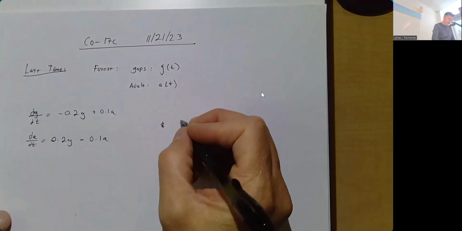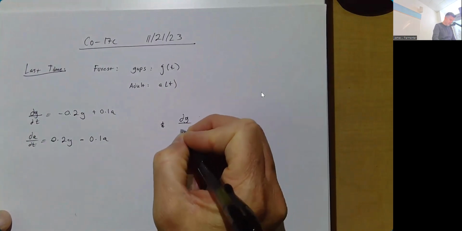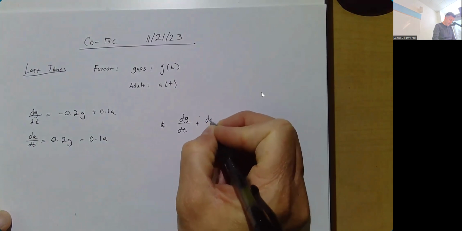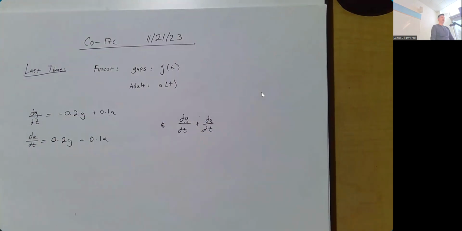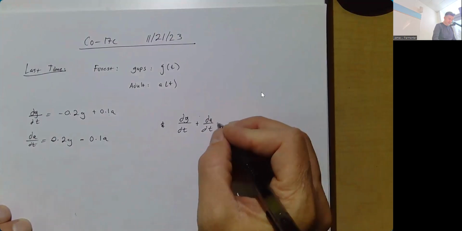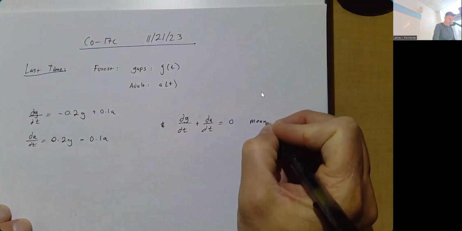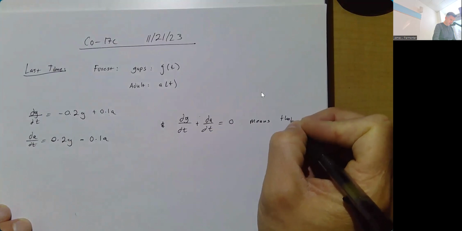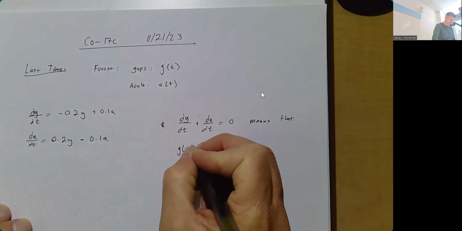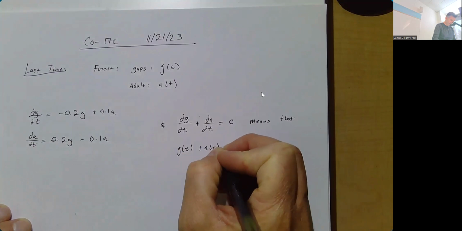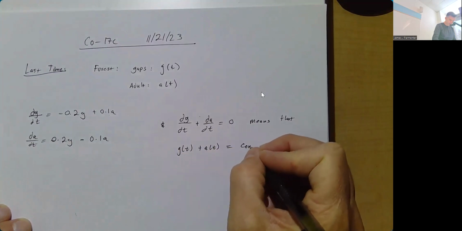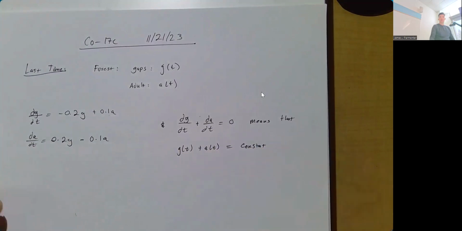If you add dG/dt plus dA/dt, well, look at those equations. If you add those together, you're totally going to cancel them out and get 0. So dG/dt plus dA/dt equal to 0 means that the functions G of t plus A of t add up to a constant because their derivative is 0. And the only thing that has a derivative that's 0 is a constant.